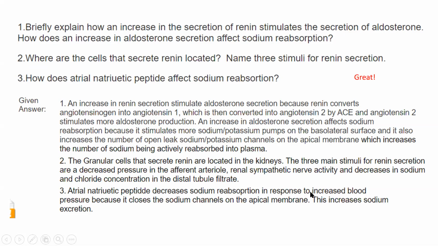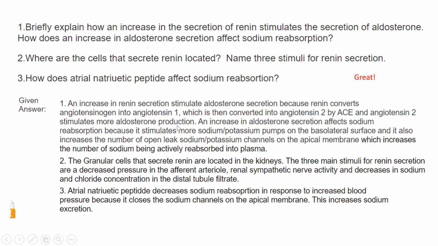The first part of the question: briefly explain how an increase in the secretion of renin stimulates the secretion of aldosterone. How does an increase in aldosterone secretion affect sodium reabsorption? And so this response was pretty succinct. An increase in renin secretion stimulates aldosterone secretion because renin converts angiotensinogen (inactivated) into angiotensin 1 (activated), which is then converted into angiotensin 2 by the ACE, right? That enzyme, angiotensin converting enzyme. And then angiotensin 2 stimulates aldosterone secretion from the renal cortex.